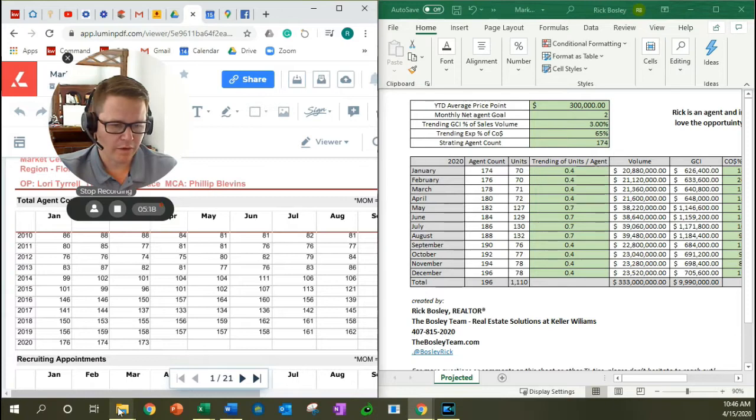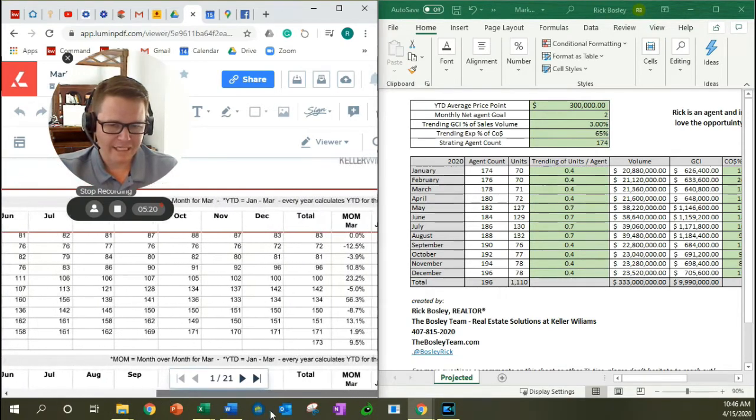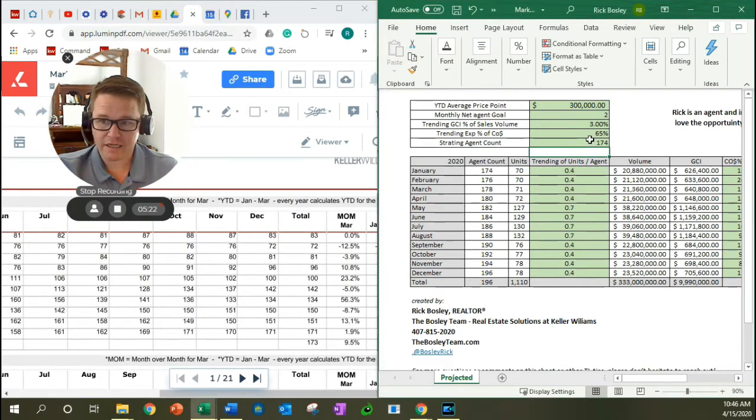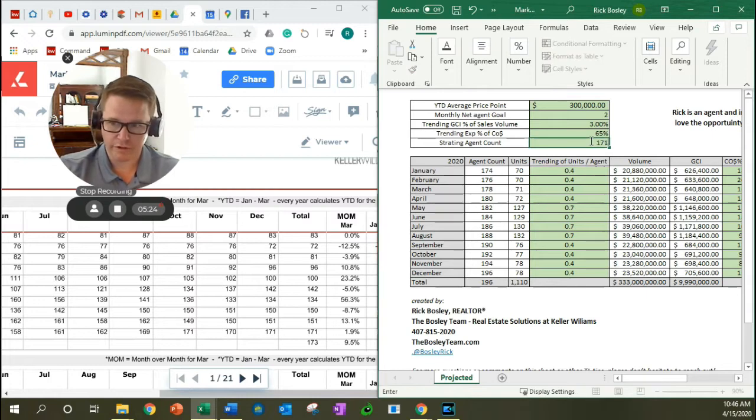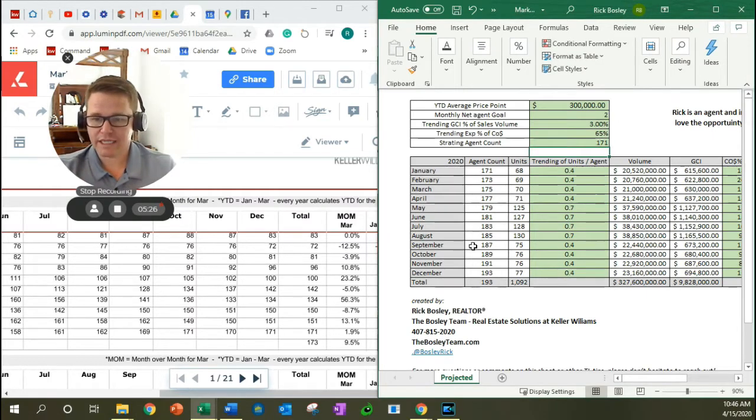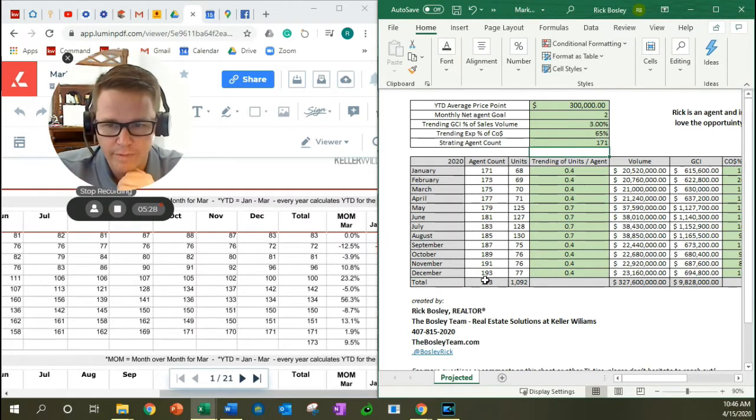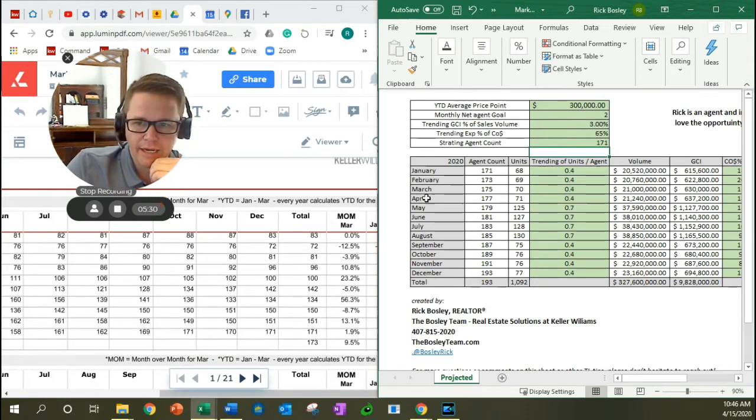Total agent count. Where did we end last year? We ended last year with 171. That's the number you're going to put in, December 31st. And we want a net 2 to end in 193. There we go. That's going to be some accurate information. So we've got this checked. We've got the agent count checked.